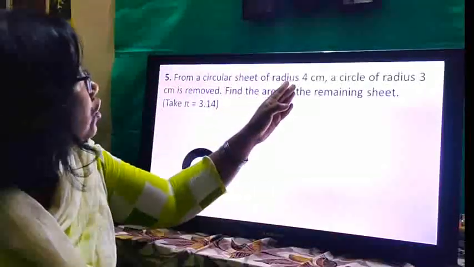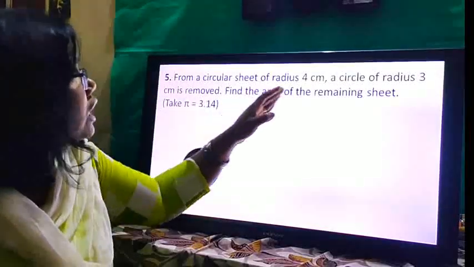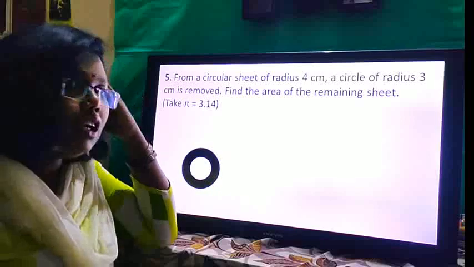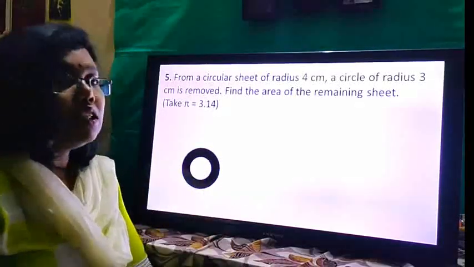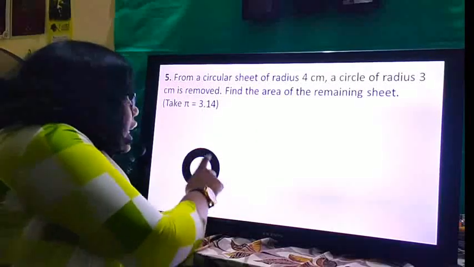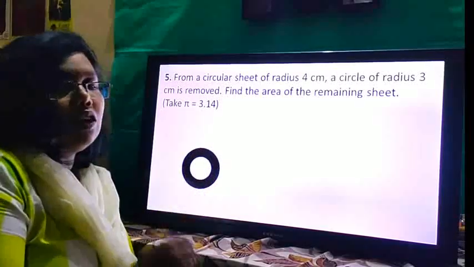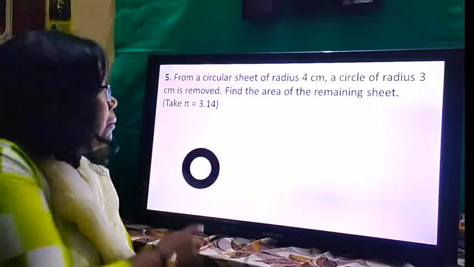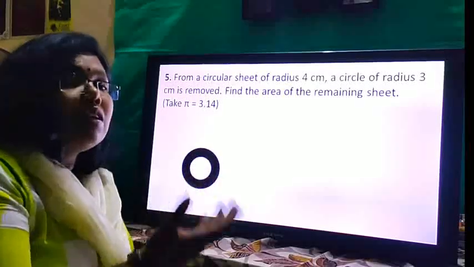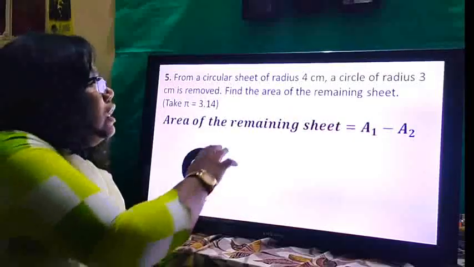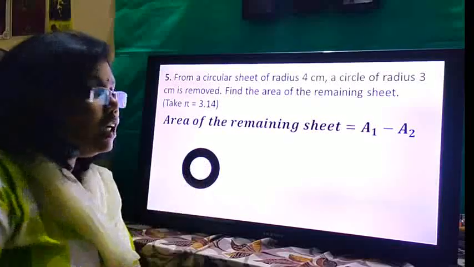From a circular sheet of radius 4 cm, a circle of radius 3 cm is removed. Find the area of the remaining sheet. Here we have a circular sheet and from it another circular sheet is removed. So what's left is something like this, a ring. And we need to find the area of the ring, or the sheet that is remaining. That means the bigger area minus the smaller area would give us the area of what is remaining. That means area of the remaining sheet is A1 minus A2. A1 the outer area, A2 the inner area.